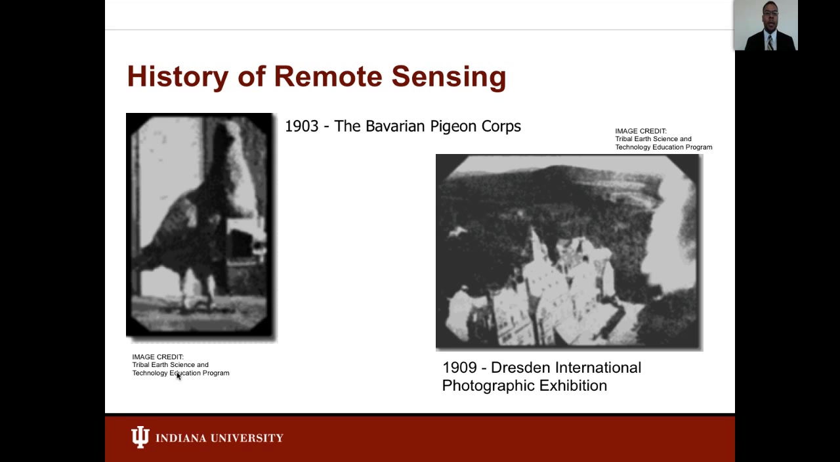where carrier pigeons with light cameras were used to take pictures every 30 seconds of an observation. The pigeon photography was displayed in 1909 in the Dresden International Photographic Exhibition.